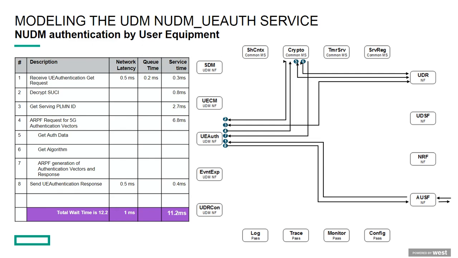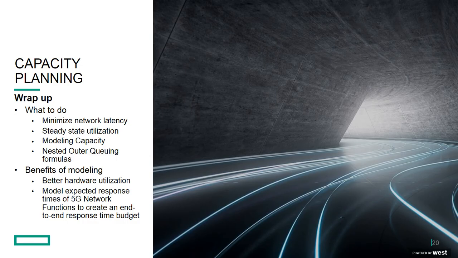And then the UDR network function and crypto commons microservice are interfaces to the UDM UE auth microservice. The interfaces can be modeled for estimated wait times, or you can use actual measured response times in steps 2, 3, and 4. And then the total wait time for the UDM UE authentication service is 12.2 milliseconds, which is the 11.2 milliseconds value we modeled from the previous slide, plus 5 milliseconds for the inbound network transport latency, and another 5 milliseconds for the outbound network transport latency.